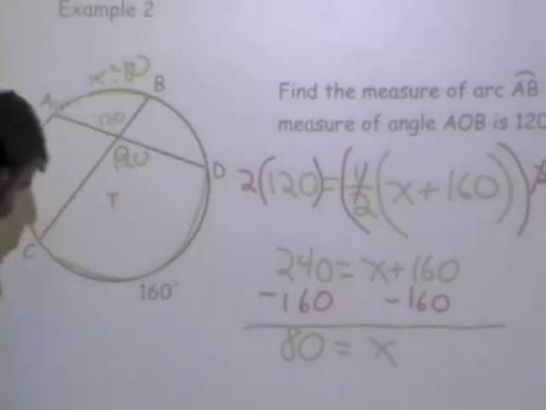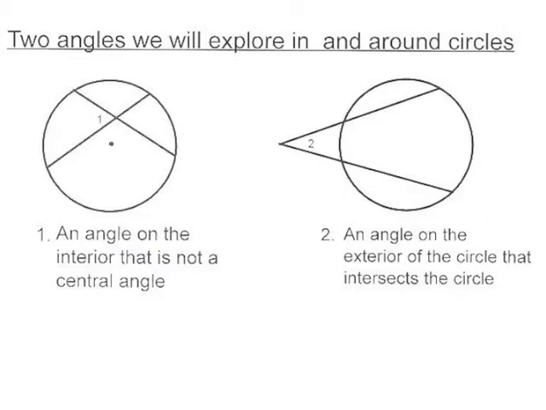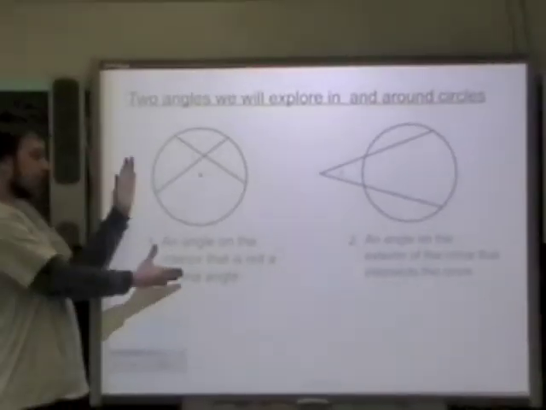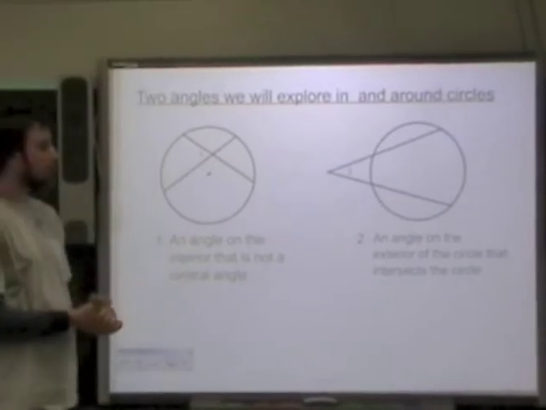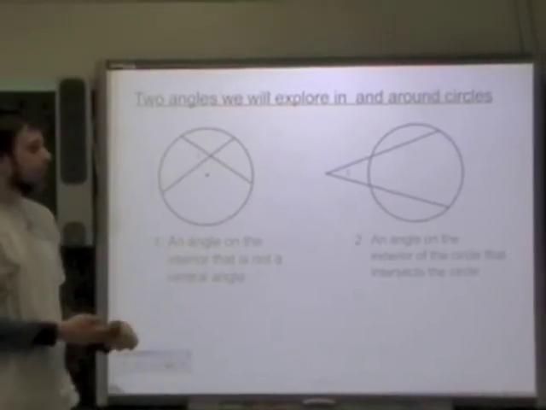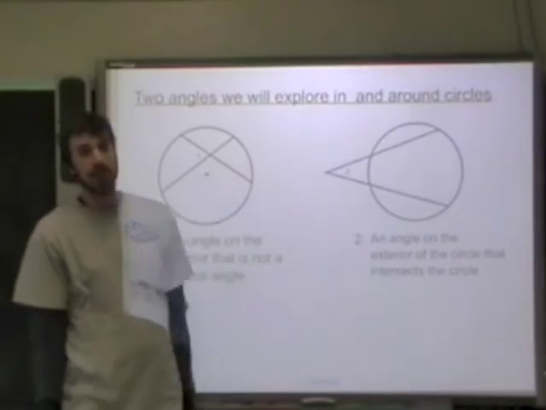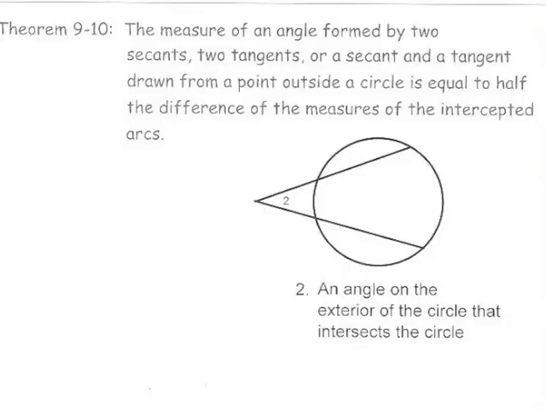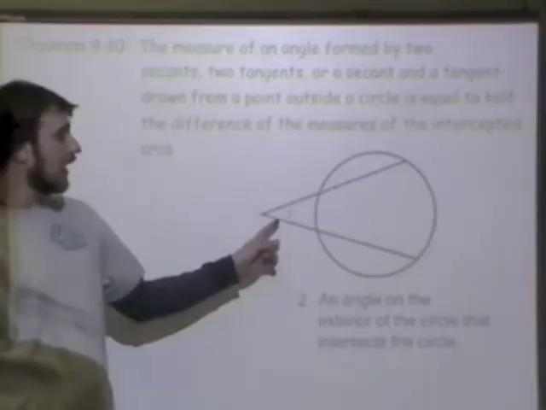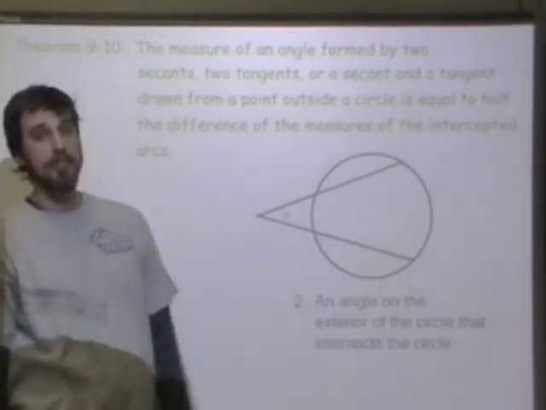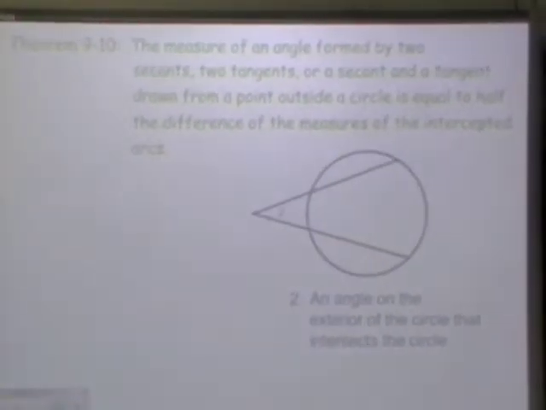All right, moving on. Like I said, there are 2 types of angles that we're going to be discussing today. We've seen examples of how to solve all types of problems when we have an interior angle. Now let's move on to the second type, when there's an exterior angle. What are the properties that we want to look for? So the theorem states that if we have an exterior angle, it's equal to half of the difference between the intercepted arcs, as you can see here.